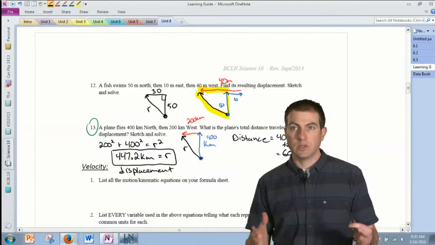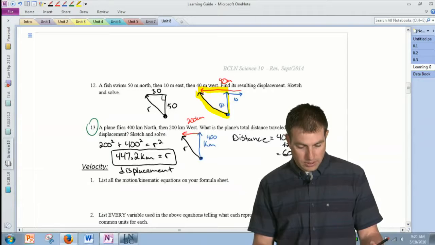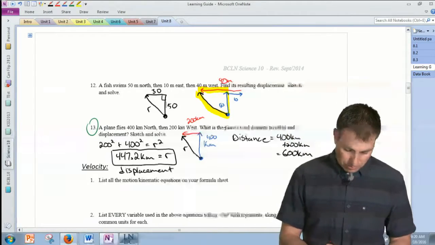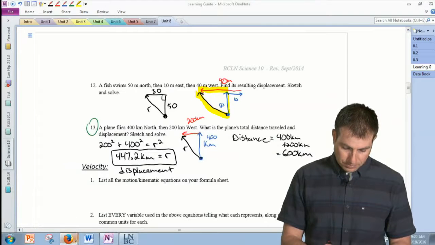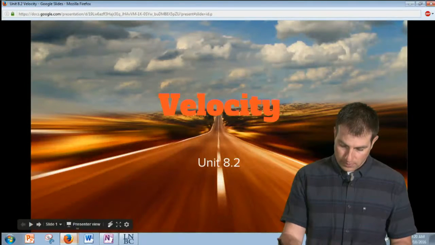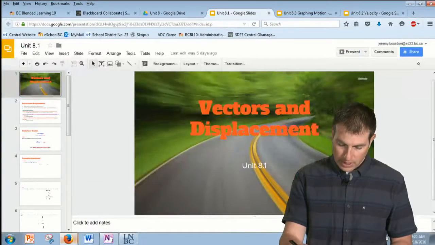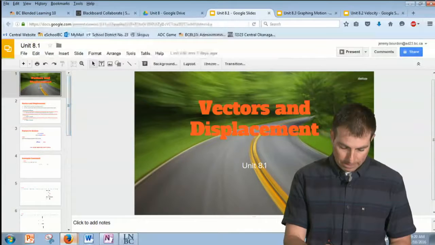All right, is there anything else from that portion of the learning guide? I'm just going to jump over to 8.1, just to finish it up.